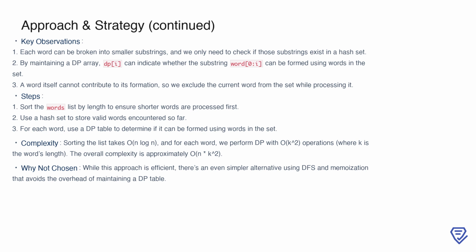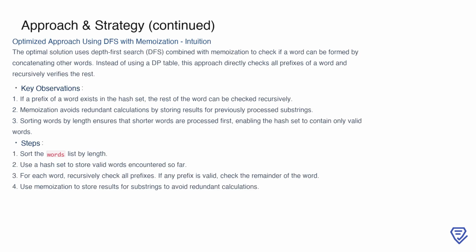Despite its efficiency, we identified an even simpler alternative involving depth-first search and memoization that eliminates the need for a DP table. The depth-first search (DFS) approach with memoization offers an optimal solution by directly checking prefixes of a word and recursively validating the remaining portion. If a prefix exists in the hash set, the remainder of the word is checked recursively.